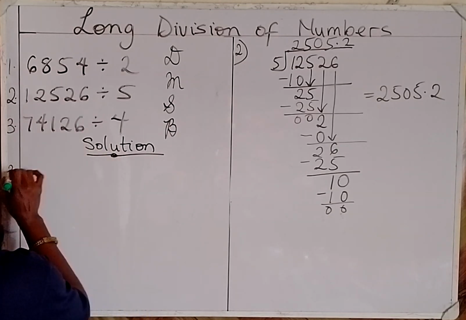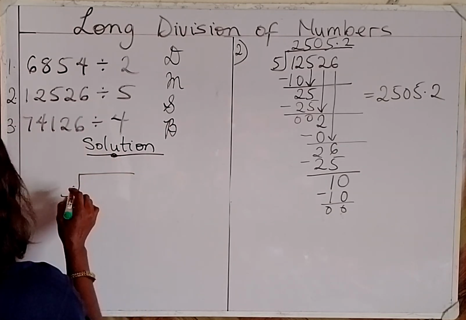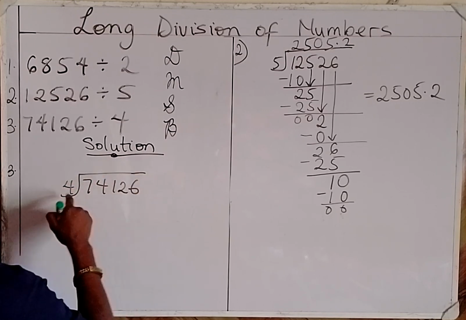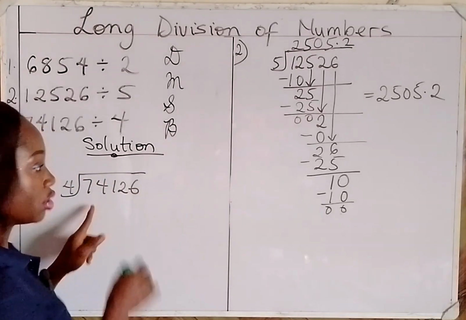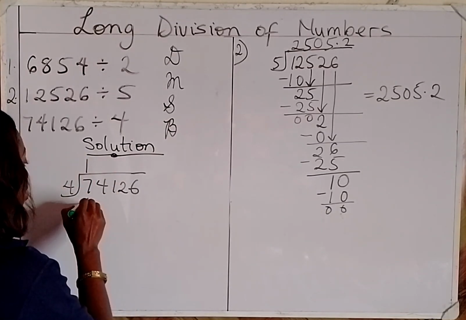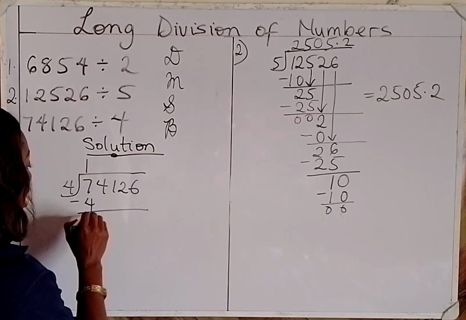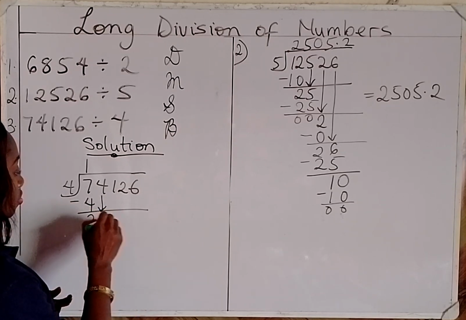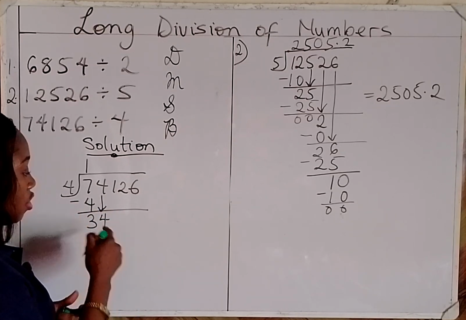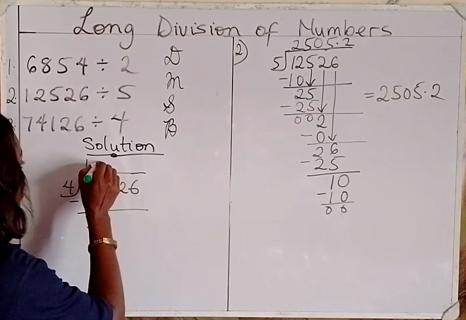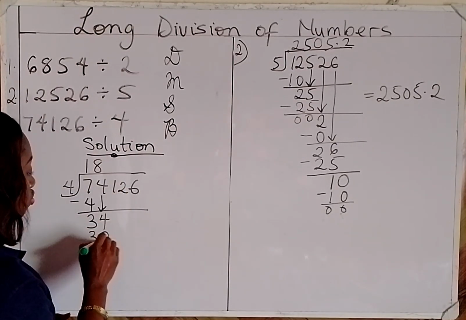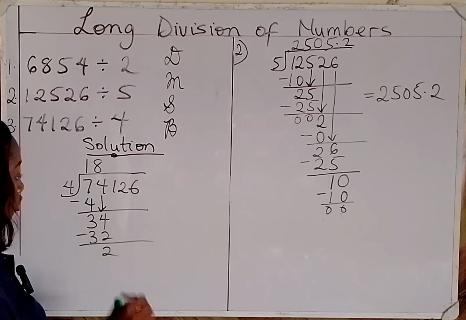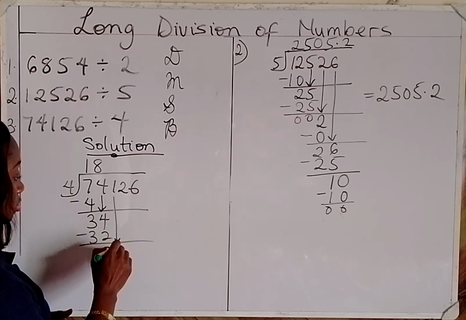Question 3. We have 74,126 divided by 4. 7 into 4, we go once. 4 times 1 is 4. Then we take away. We have 3. 4 cannot go into 3. We bring down 4. 4 in 34 is what? 8. 8 times 4 is 32. Right? Then we take away. We have 2. Next step, we bring down 1.